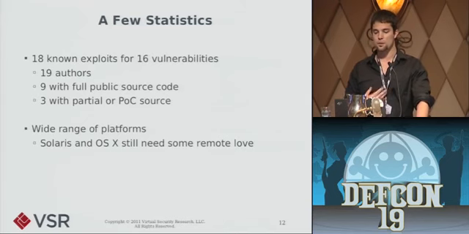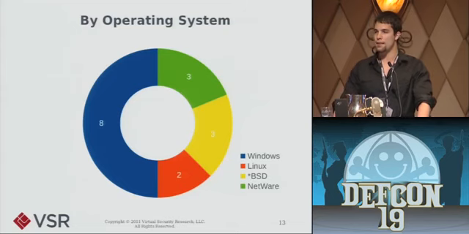And these exploits cover a wide range of platforms. Solaris and OS X have not had any weaponized remote kernel exploits, so that's future work if you're into that sort of thing. Breaking these down by what operating systems they affect, half of the 16 vulnerabilities were in Windows. Only 4 of those were actually in the Windows core components. 3 of them were in various wireless drivers, and 1 was in a Symantec firewall. 3 in NetWare, which I don't think anyone still uses NetWare. 3 in various BSDs, and 2 in Linux, one of which was in a third-party driver.